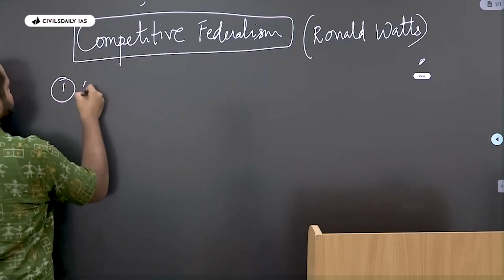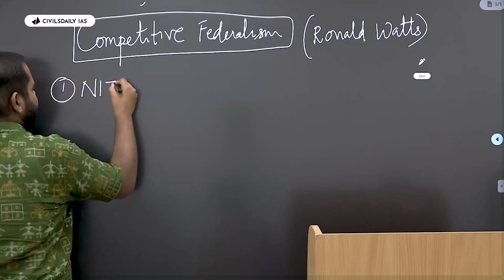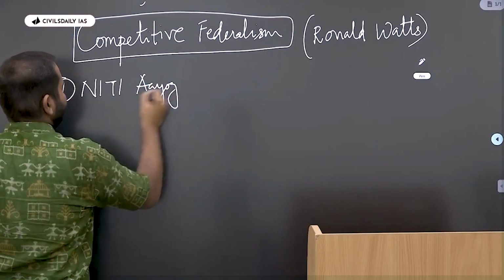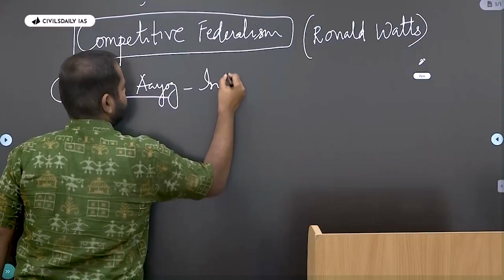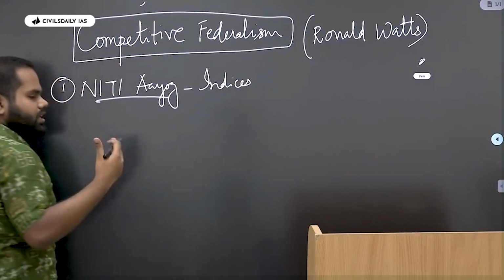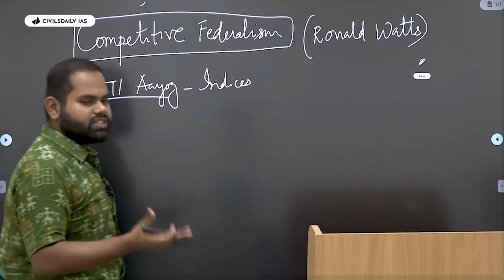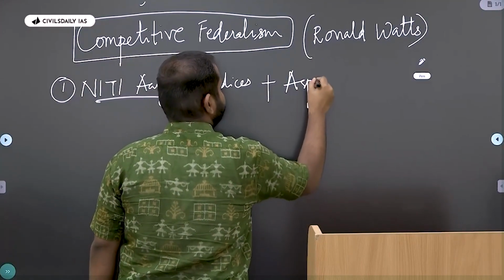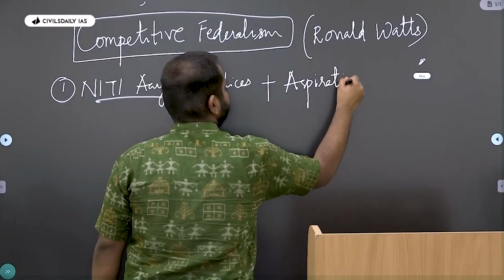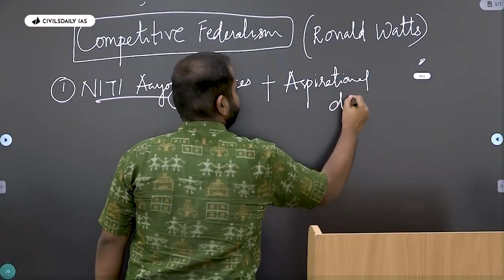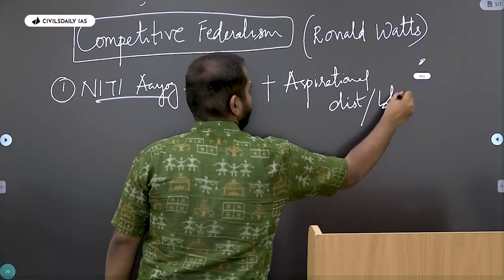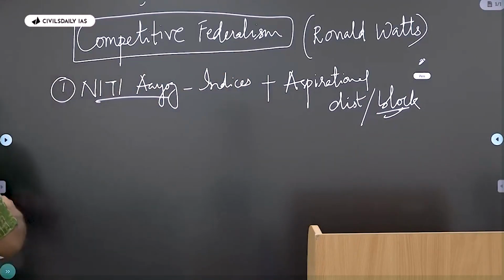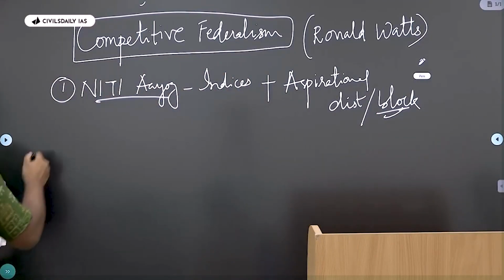First, the entire manifestation of competitive federalism is by NITI Aayog. You have a lot of indices, like the Composite Water Management Index, the Innovation Index, and apart from that, you have your Aspirational District ranking. And now we have the block one as well in the recent budget, the aspirational block, where it fosters competitive federalism.